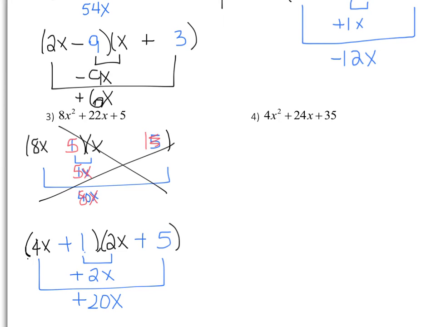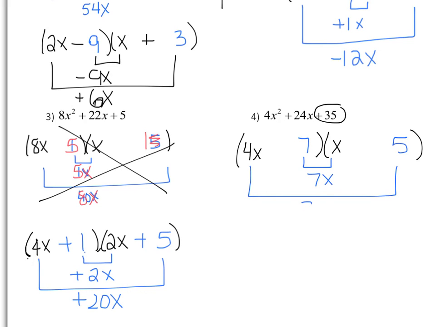Pause the video until you've finished it, and then I'll go over an explanation of it. Okay, so what I did was 4x and x, and then I tested all of the factors of 35. The first thing that came to my mind was 5 and 7, just because I've been memorizing my multiplication facts. So I'm going to try and put the 7 here and the 5 here and see what happens. 7 times x is 7x. 4x times 5 is 20x. If I add these, I'm going to get 24. There's no way I'll get that, so that's not going to work.